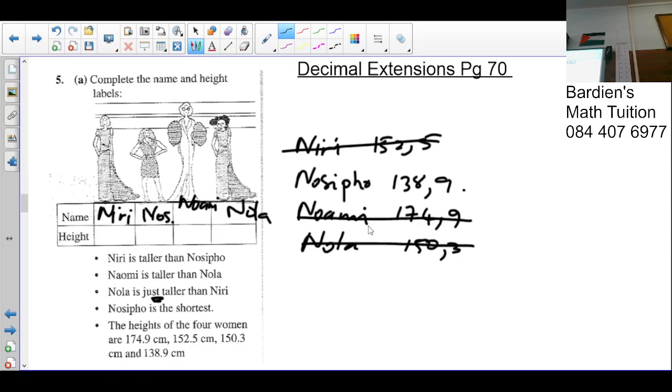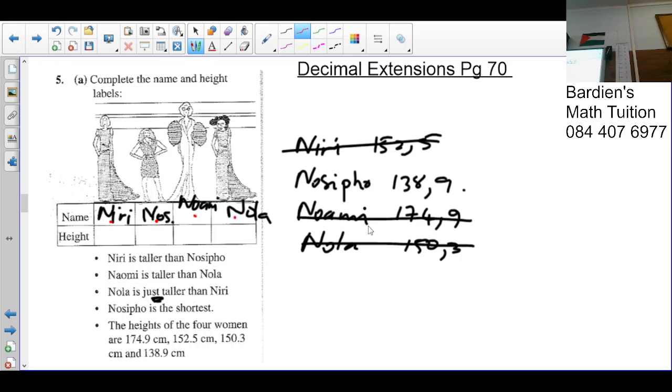And of course those numbers go into here. Right, let's read. Niri is taller than Ch4. Is that the case? Yes. Naomi is taller than Nola, which is correct.